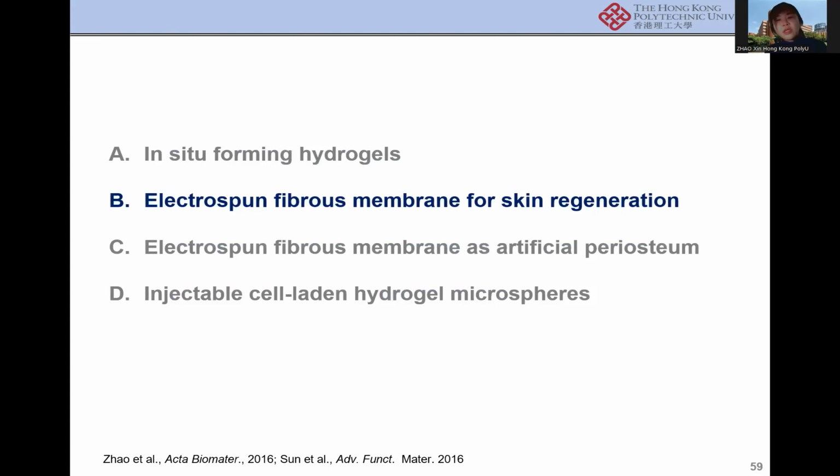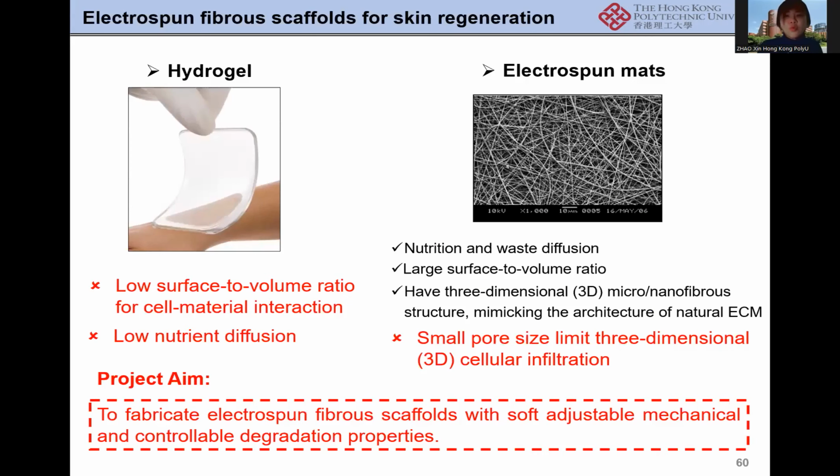And then we make the same materials into nanofiber scaffolds. The reason why we use nanofiber scaffolds is because they have large pore size, which allows nutrient and waste diffusion, and they also have a large surface area, so that they can allow better material and cell interactions.